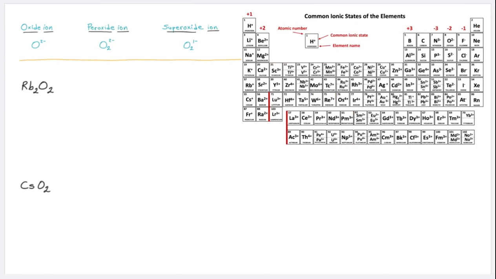Let's see two more examples and do the same analysis. So here what we have is rubidium. Rubidium is in the first column of the periodic table, so we know that it's going to be +1. But here we have two of them, and I'm going to represent that in this way, because I think that is easy to visualize. So we have two, which means that we actually have 2 plus, one for each rubidium.